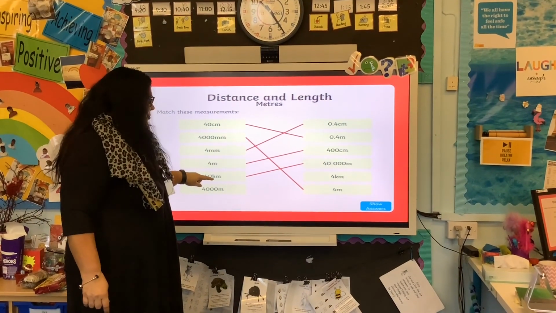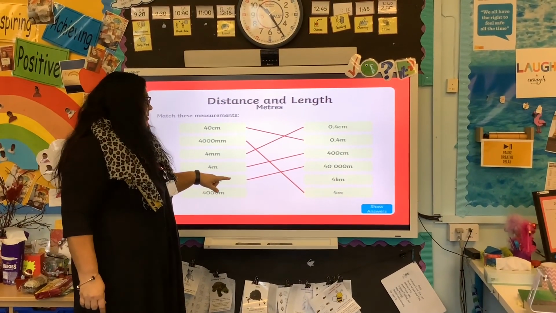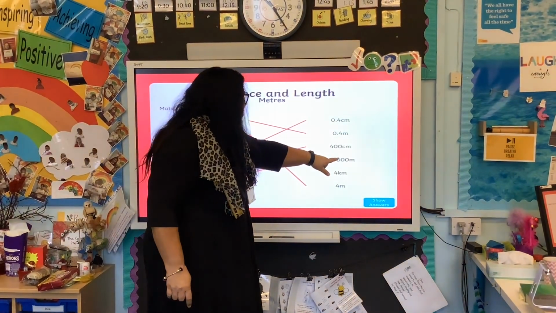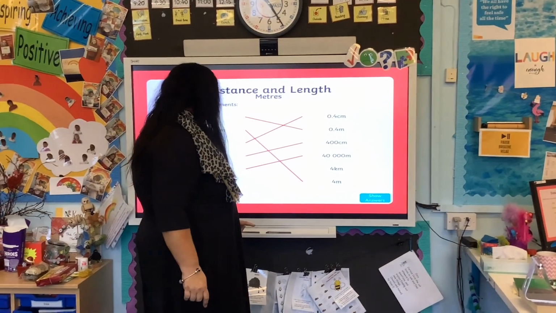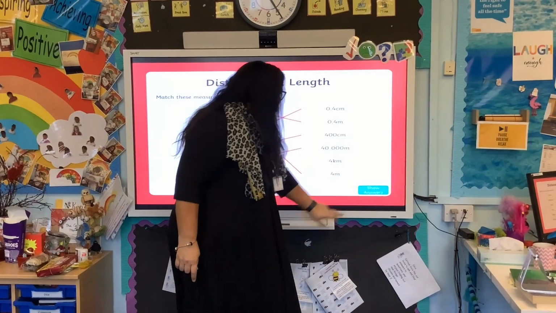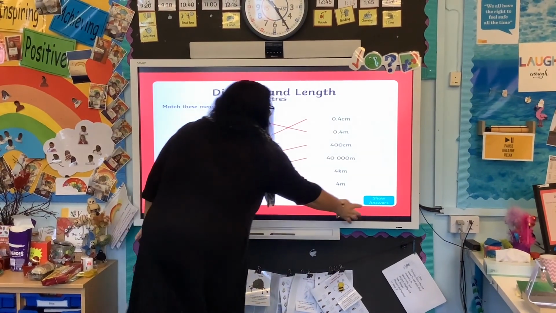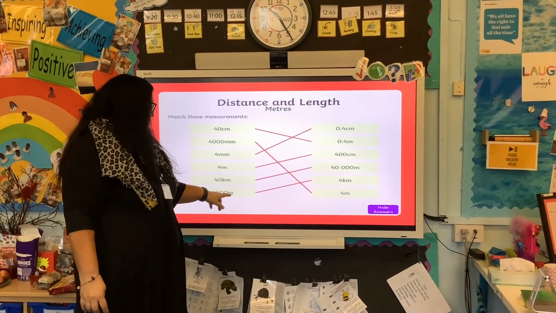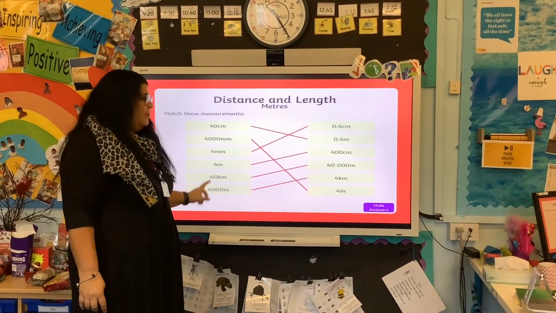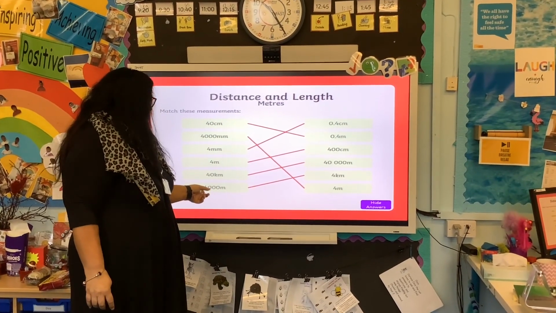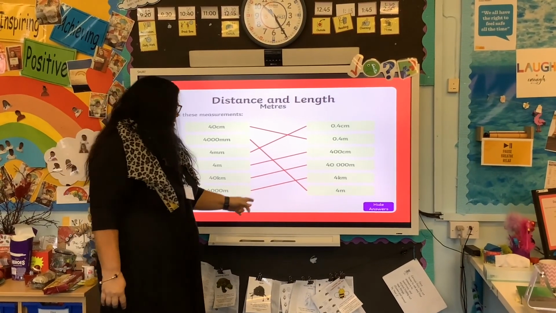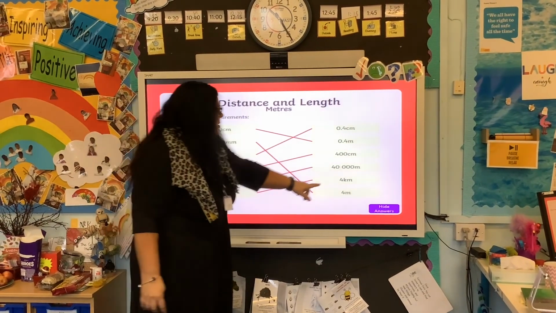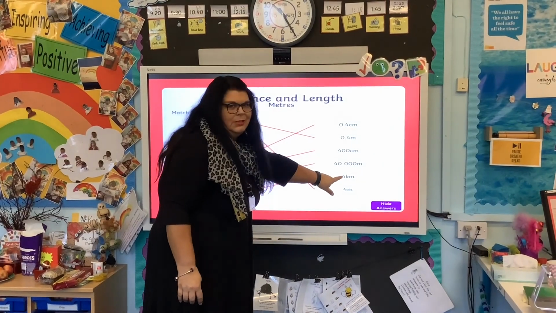40 kilometres, which is a long way, well, that would be 40,000 metres. And then the last one, which is 4,000 metres, and we know that there's 1,000 metres in a kilometre. How many thousands? Well, it's 4, so that would be 4 kilometres.